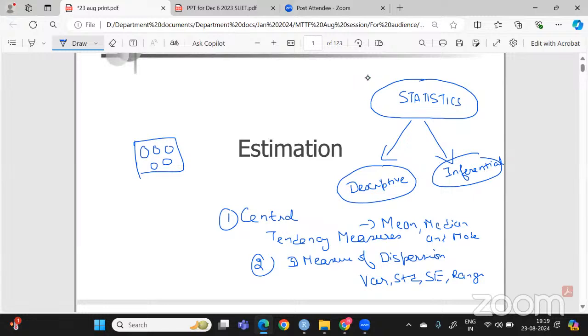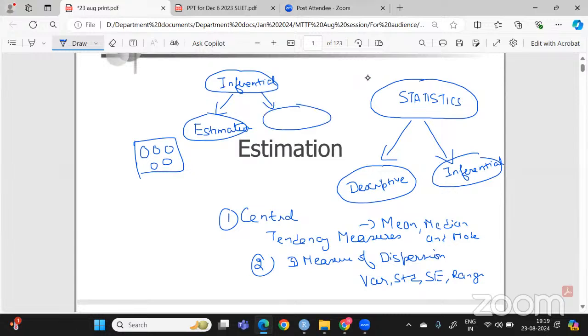So in inferential statistics, we have two further branches. One is called estimation, and the second is called testing of hypothesis. As already discussed, we only have access to a sample, and we try to get information from the sample and generalize the result that we got from the sample to the whole population.